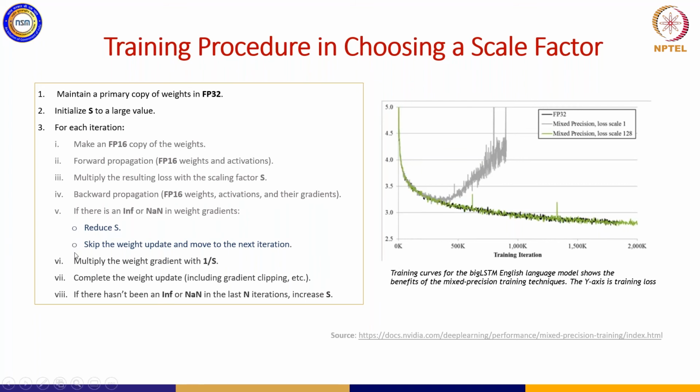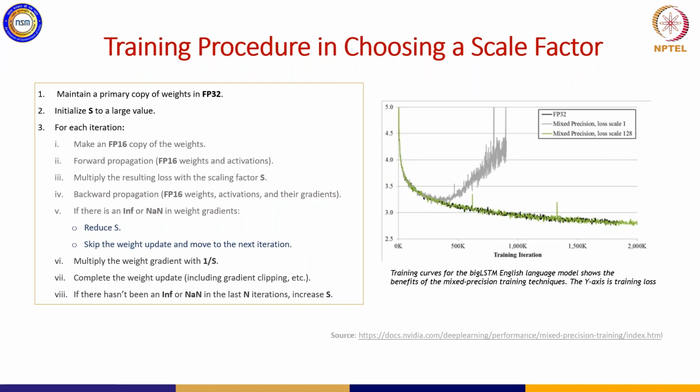But if that is not the case, then you unscale your gradient by dividing it by the scale factor value that you picked, and then you complete your weight update. After that has been successful, you check your model as the iteration fully runs. If there is no infinity or NaN value existing in the iteration, then you can also increase your scaling value. Since the iteration you have performed had no overflow, you can increase it.